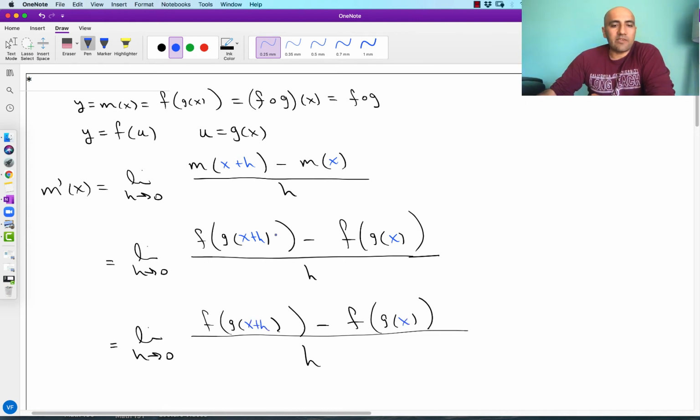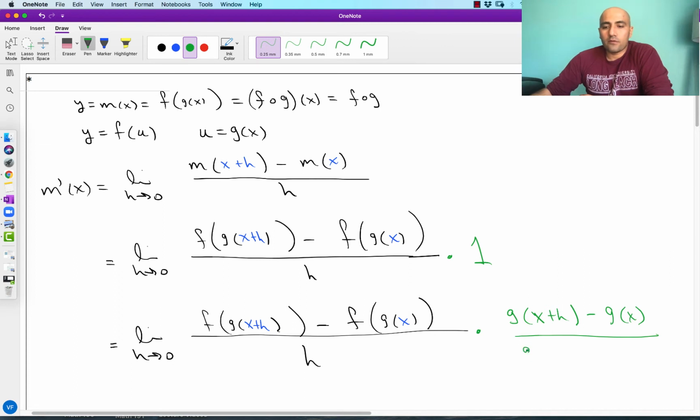Okay, so all I've done is copy exactly that from this step to that step, no change at all. And what I'm going to introduce is I'm going to multiply this by a new version of 1, right? As long as I multiply a fraction by 1, I haven't changed it at all. But the version of 1 that I want to do is this one. I want to multiply it by g of x plus h minus g of x all over g of x plus h minus g of x. And just to stay color coordinated, I better put this in blue as well, just for it to pop out.